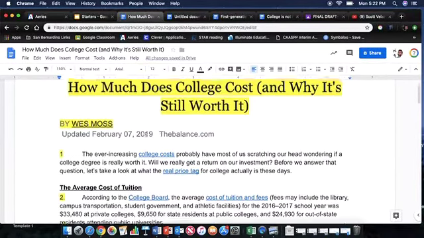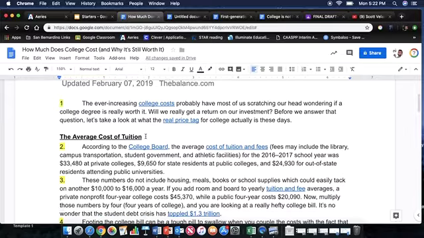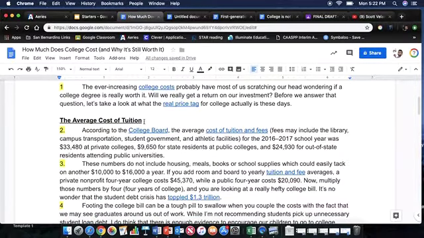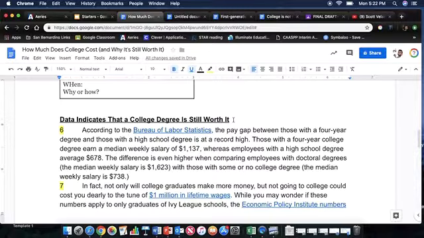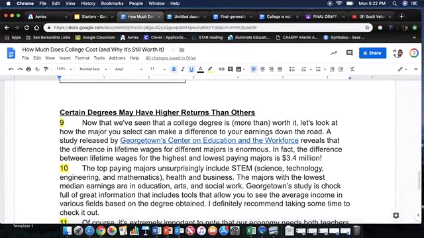Let's go through it again and highlight the subtitles. So the first chunk is called The Average Cost of Tuition. Go ahead and highlight that. Go down to the next chunk, which is called Data Indicates That College Degree is Still Worth It. So you're going to highlight that with your highlighter. And lastly, we'll go down here. Certain degrees may have higher returns than others. And you're going to highlight that one.